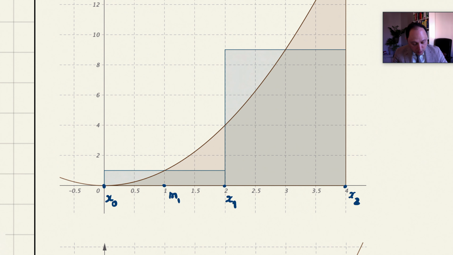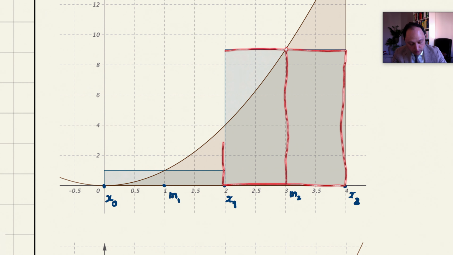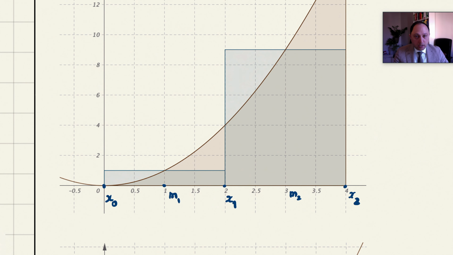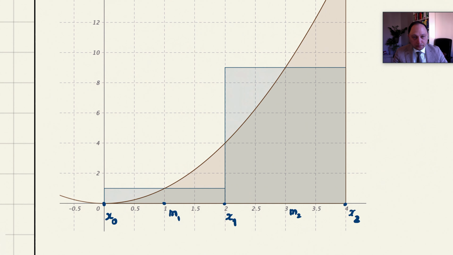It means that I find the midpoint. This is the second midpoint, so I call it m number 2. And I do the same thing. I go up until I intersect the curve and draw a horizontal line and complete my rectangle on it. In this way I got 2 rectangles.